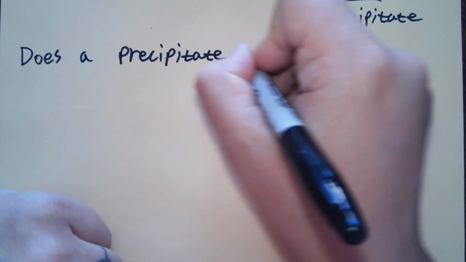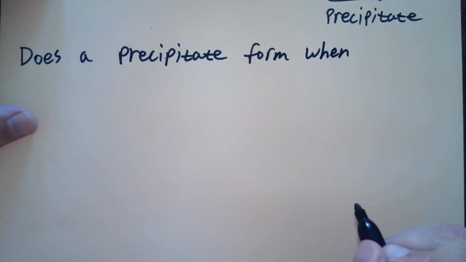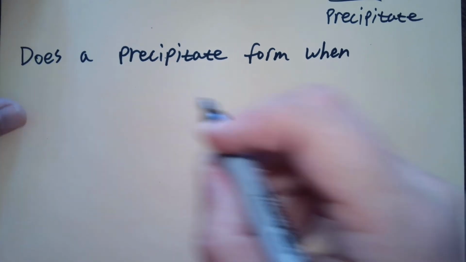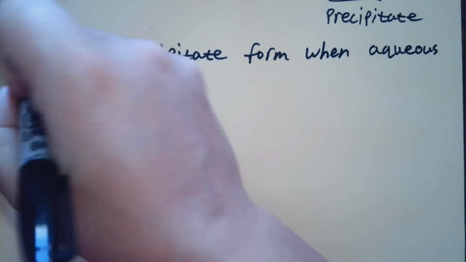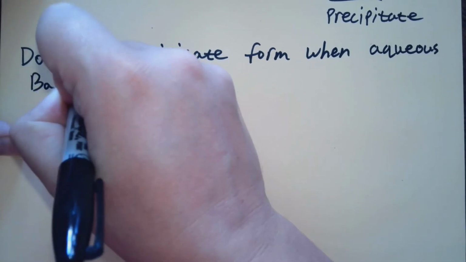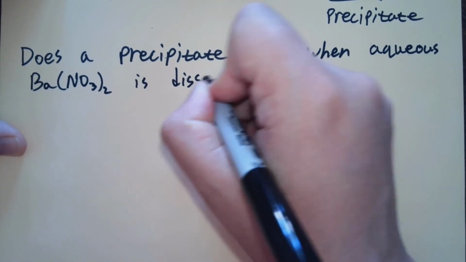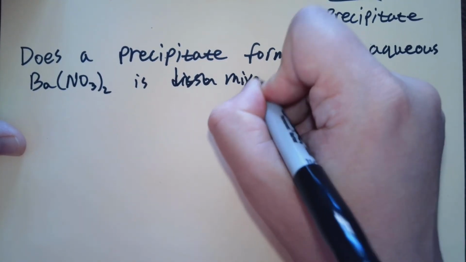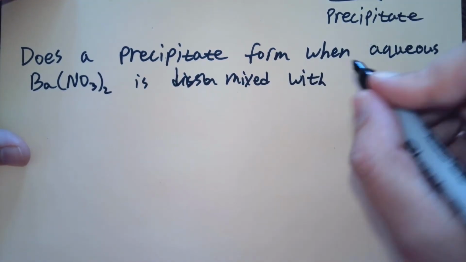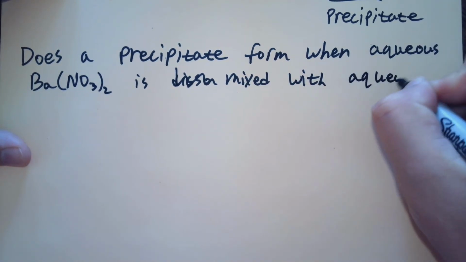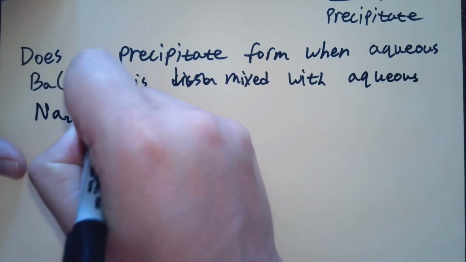Does a precipitate form when aqueous barium nitrate is mixed with aqueous sodium sulfate?